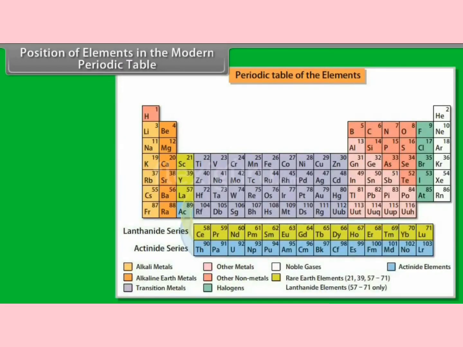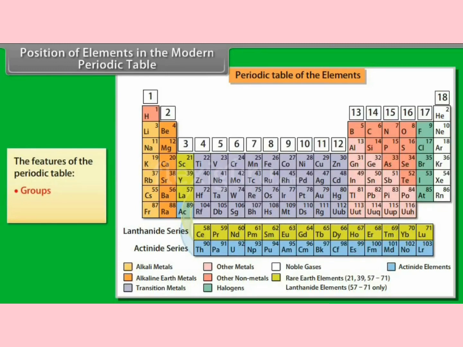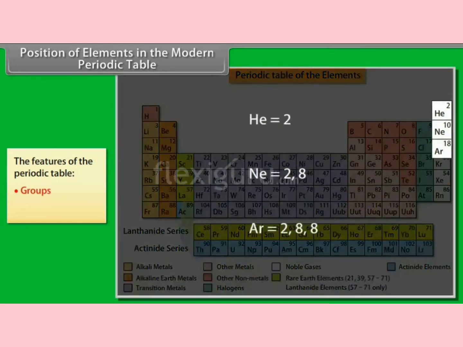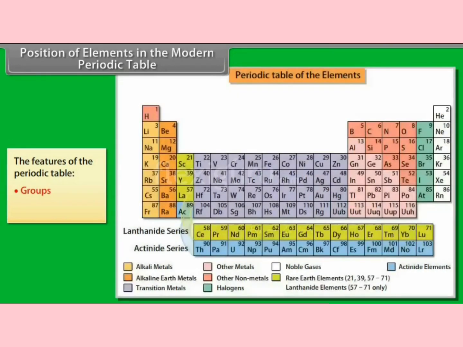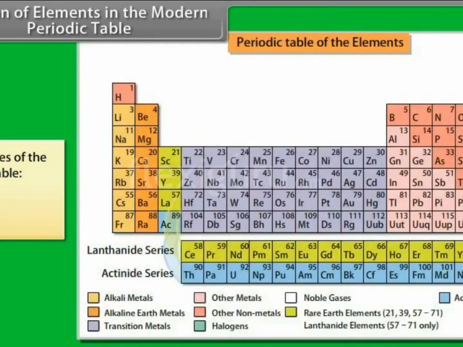This is the commonly used long form of the periodic table. Let us look at some features of the periodic table. First, groups. The periodic table has 18 columns, called groups. The extreme left end of the periodic table contains alkali metals, and the extreme right end contains noble gases or inert gases. All elements in a group have similar electronic configuration, and the elements in a group have the same number of valence electrons also. Next, let us see periods.